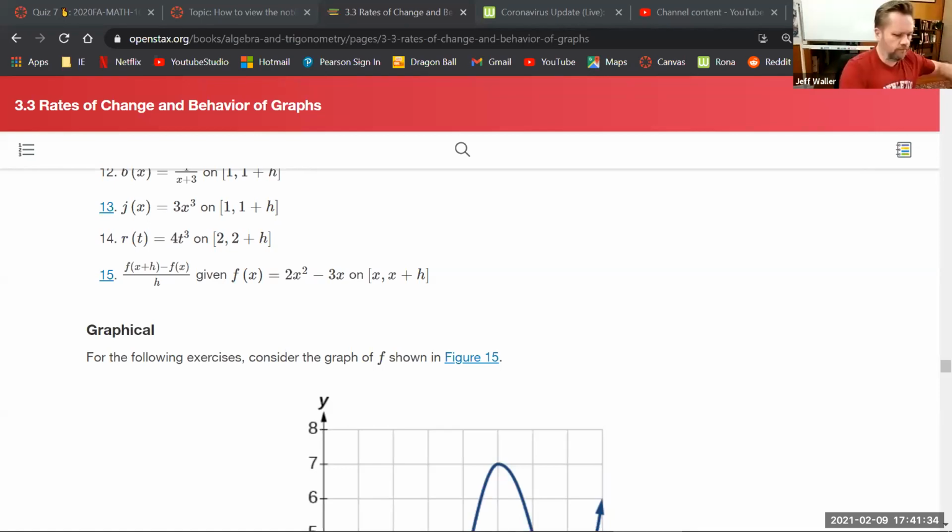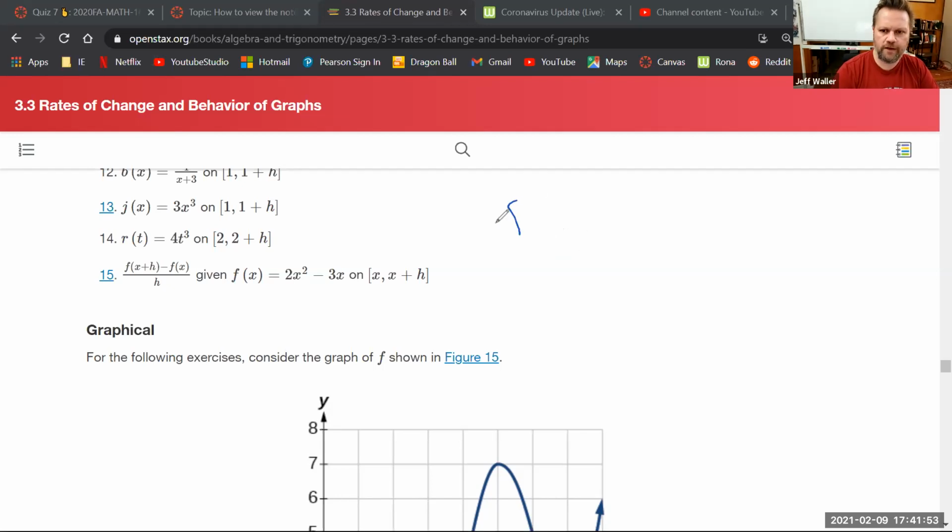So anybody want to help me out? How would I figure out f of x plus h for number 15? That's the problem you're asking me about, right? Did I get the right problem? You would put x plus h in the equation. Yeah, it's crazy, right? I mean, you would do what functions do.